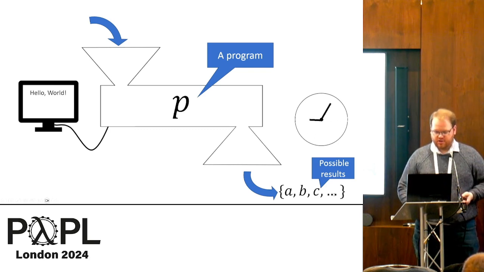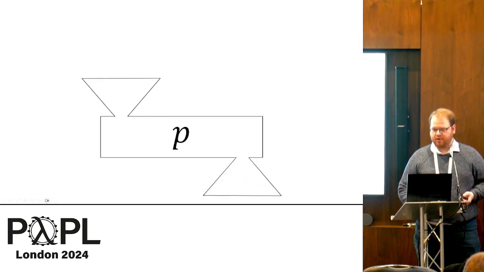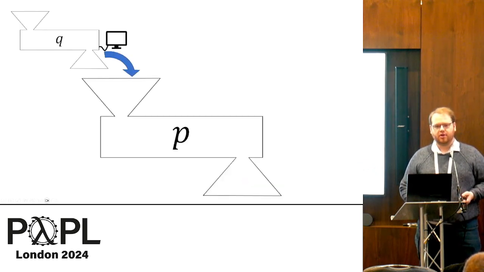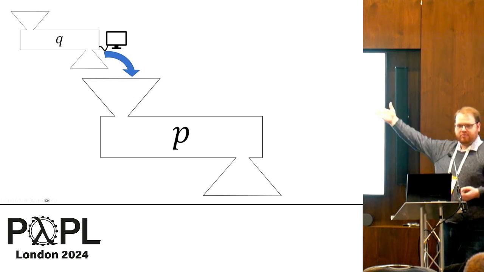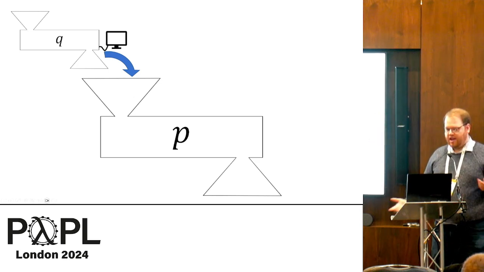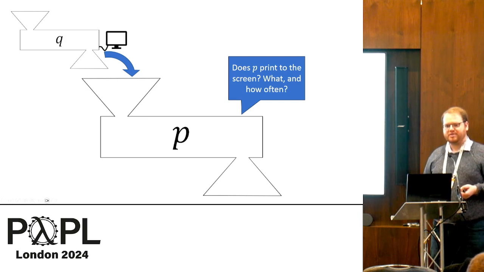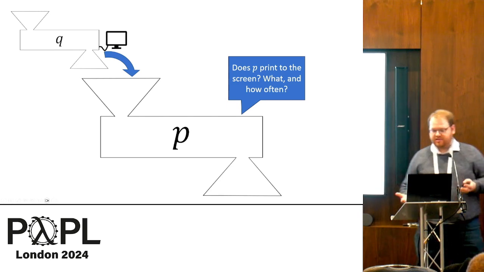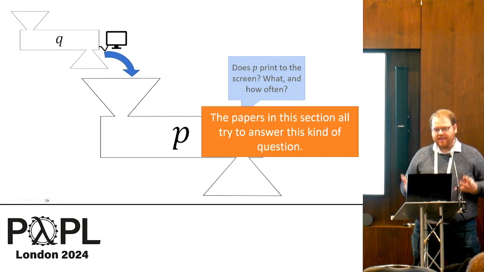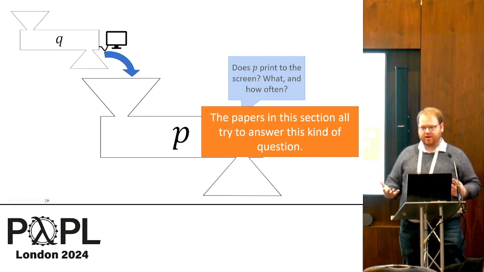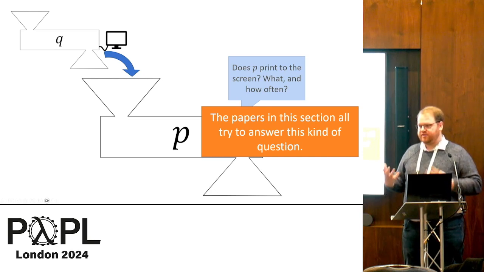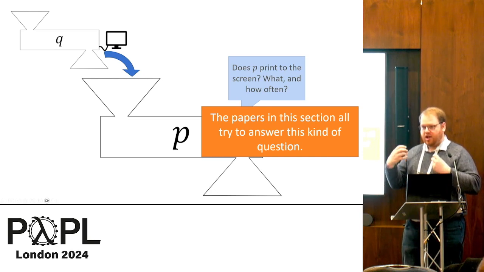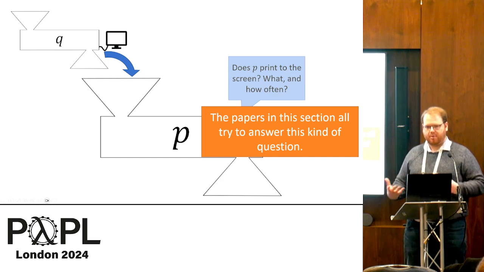Now, of course, this gets really hard when you have a program that takes a program as input. And that program might have some effects. And now you have questions like, does it print to the screen? How often? These questions are really hard, and that is the sort of questions that the papers in this section all try to answer. And there's a lot of different ways of attacking this problem, and we're actually going to see a huge variety of methods come up in the session today.